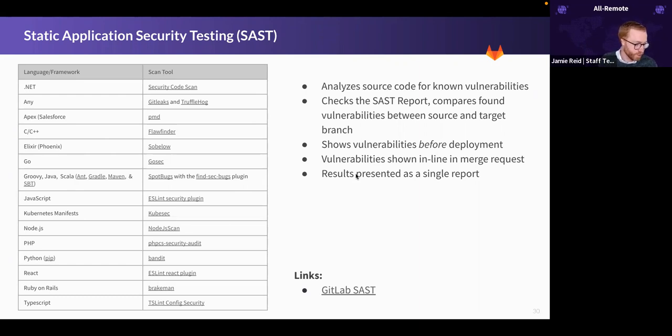So with SAST, what we're doing here is we're analyzing the code itself for known vulnerabilities. We support a huge variety of languages, anywhere from Microsoft's .NET all the way down to TypeScript here. What this does is it checks with a known database of vulnerabilities, compares the found vulnerabilities of your source branch, and it'll contextually show those potentially newly introduced vulnerabilities as part of that feature branch's merge request before they end up in the mainline branch.